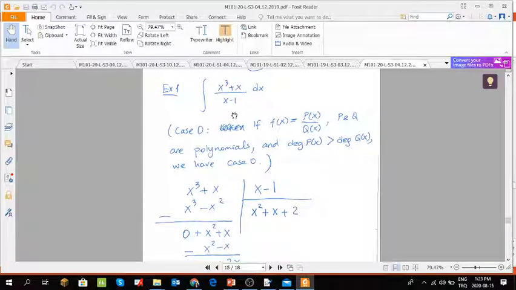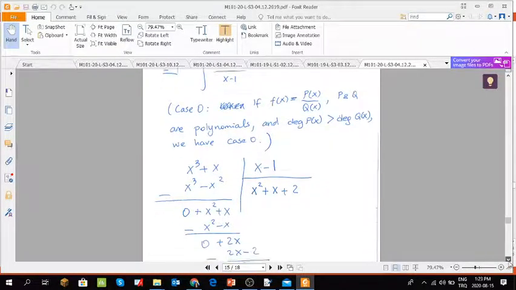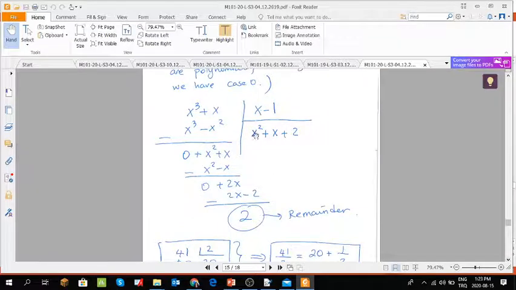When you have a rational function where the polynomial has a bigger degree in the numerator than the denominator, we call it case 0. What you do is the long division: x cubed plus x divided by x minus 1. You divide by it. How many times?